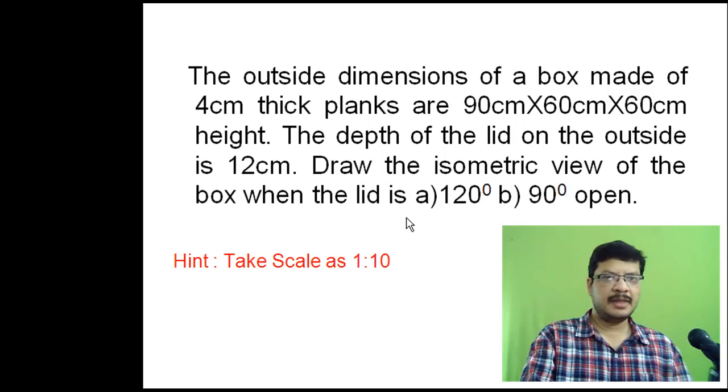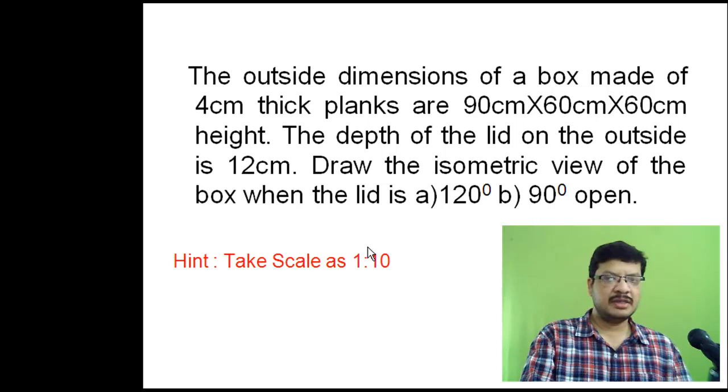In this video tutorial, I'll explain how to draw the isometric view of a box with an open lid. Lid angle is 120 degrees. So here the box dimensions are something like this. The box is made up of a 4 cm thick flank and dimensions are 90 cm length, 60 cm width and 60 cm height. And the depth of the lid is 12 centimeters. So here all the dimensions are in centimeters.